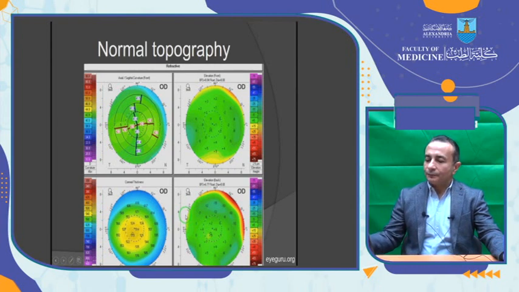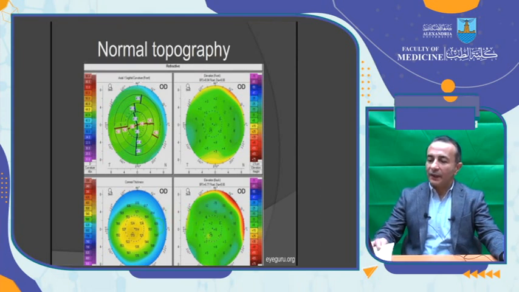This is a picture of the normal topography, or the normal Pentacam. The Pentacam is divided into 4 parts. This is the topography, which is a map of the corneal curvature. So each point in this map represents a figure of the corneal curvature.